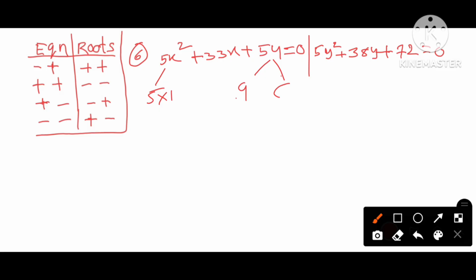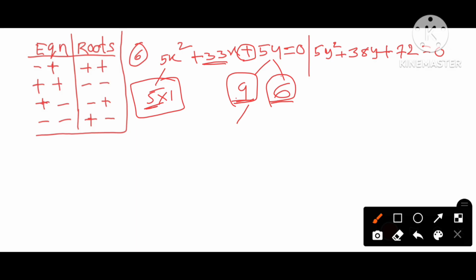9 times 6, which is 54. We need to get 33 by adding the two factors. So 5 times 9 will be 45, more than this one, or else 5 times 6, which will be 30, and the remaining with 9 is also exceeding. So there is no other possibility of other factors with 5. There is a problem here: the factors 9 and 6 we took are mistaken.